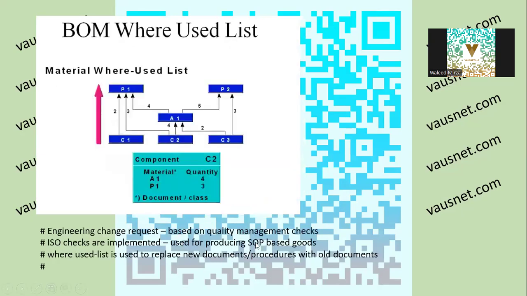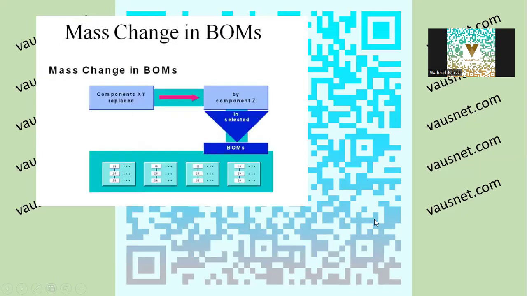Okay. Where use list basically tells you where the components are being held in stock so that you can know what stocks are being consumed and what stocks are not being consumed or what stocks are fast and some are slow. So checks are implemented. So for producing goods, we need SOPs, and those SOPs are basically driven by bills of materials. Okay, this is used to replace new documents with old documents.